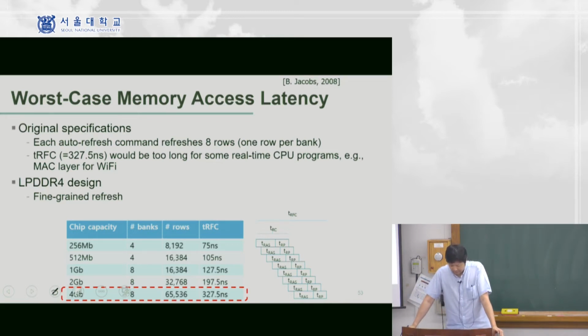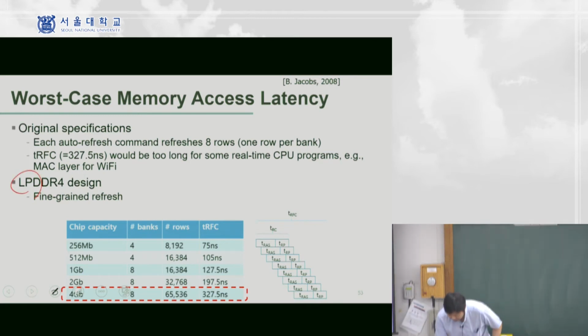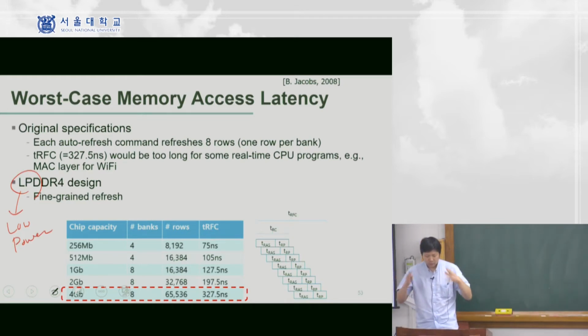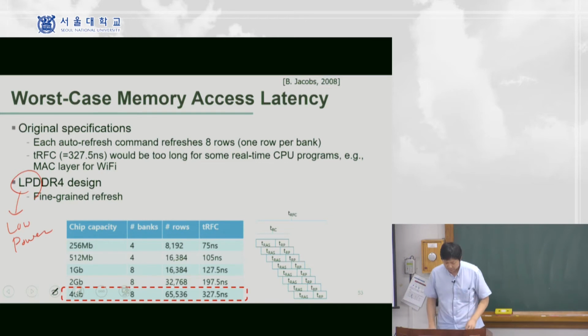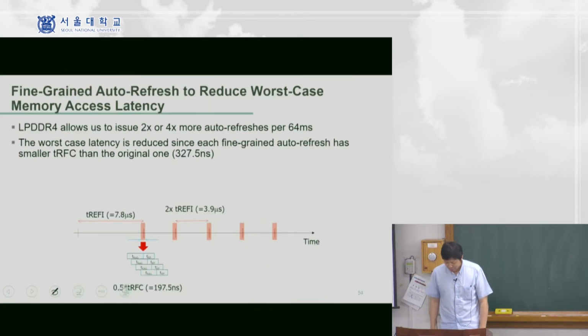So the solution is fine-grained refresh. LPDDR is a low power mobile DRAM. LPDDR is a low power DRAM standard, which is pretty different from desktop DDR4. It should support what is called fine-grained refresh. The idea is really simple: you reduce this interval by a factor of 2.